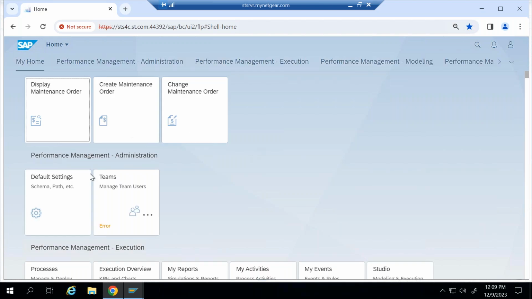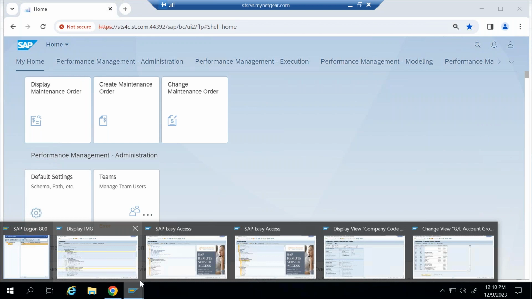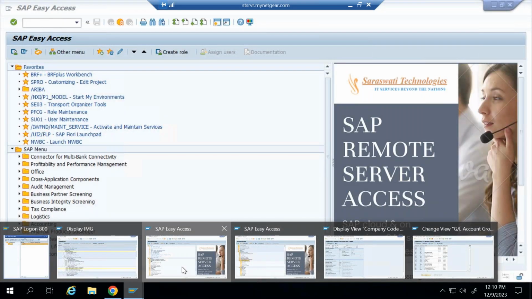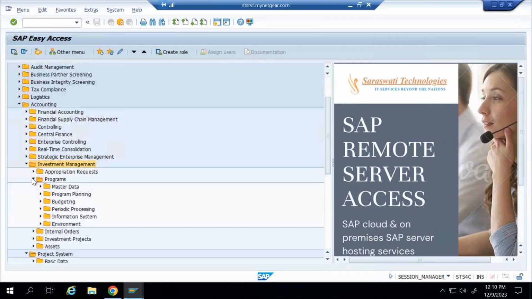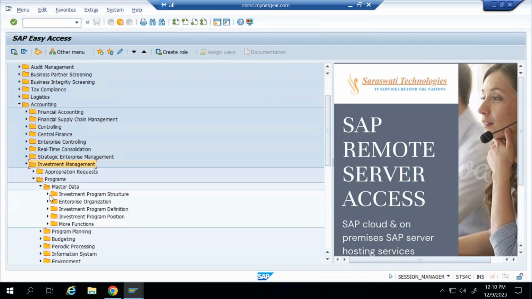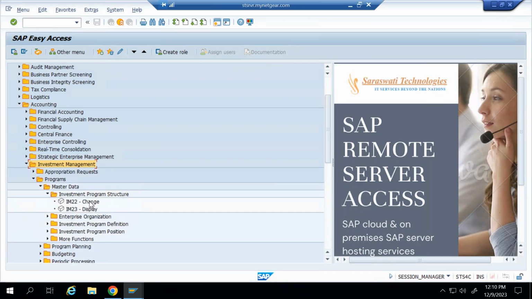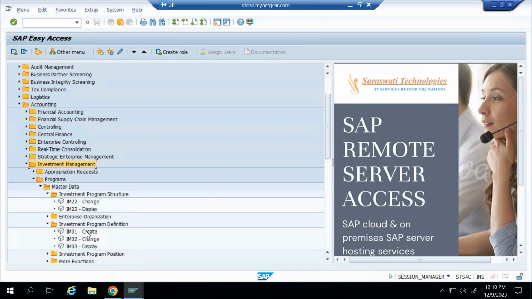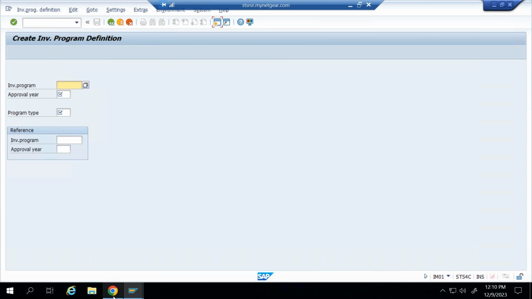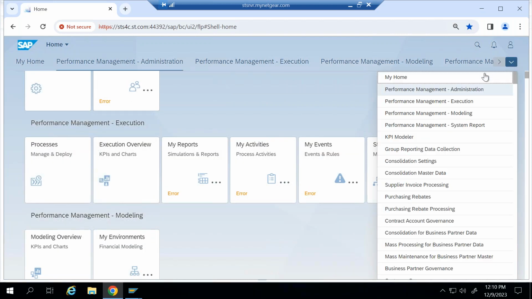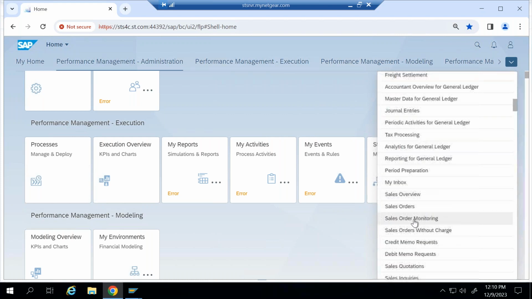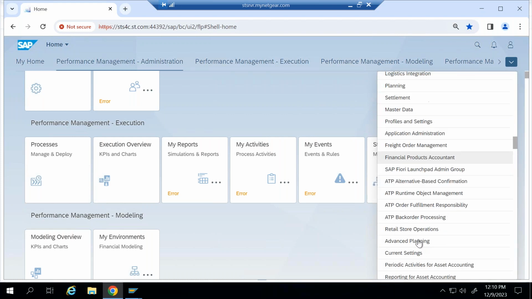Here, when you are accessing through GUI, you can access the transaction by executing the transaction code directly. Let's say when I'm going to create a program, you need to come here, go to master data, then investment program structure. Here you can create an investment program structure. Similarly, when you want to create a program, you go to investment program definition, then create. Similarly, you can execute these transactions in Fiori also. Here, in place of transactions, SAP has given applications. There are different modules added in this system, and accordingly you can access the transaction to execute it.